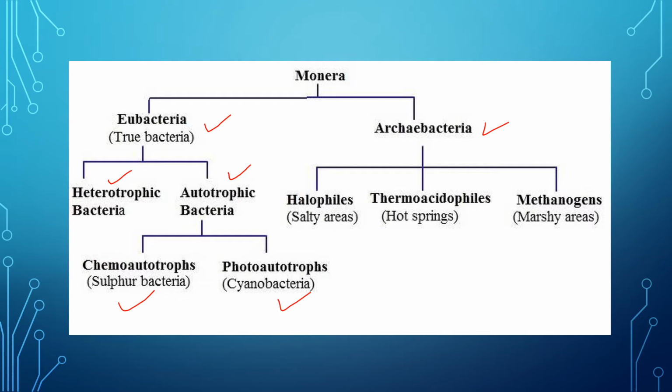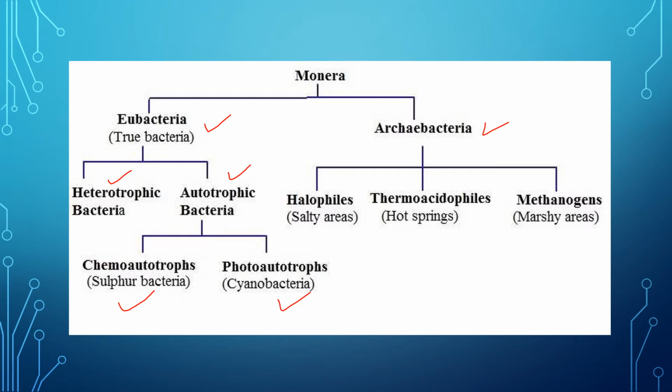So when you talk about heterotrophic organisms or heterotrophic bacteria, it means that they cannot synthesize their own food. They are dependent upon others for their food. That is what heterotrophic bacteria are.